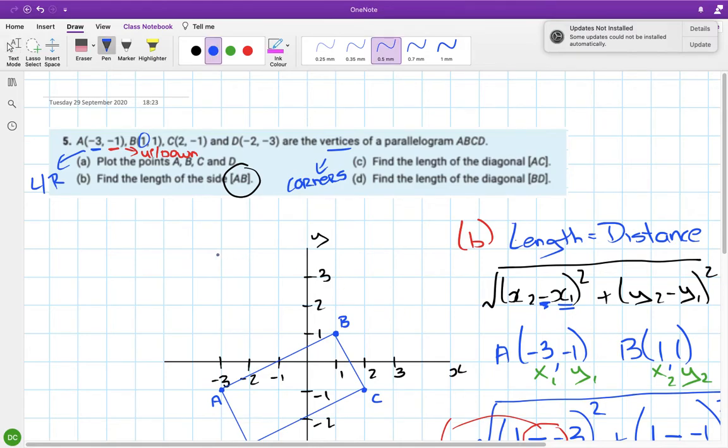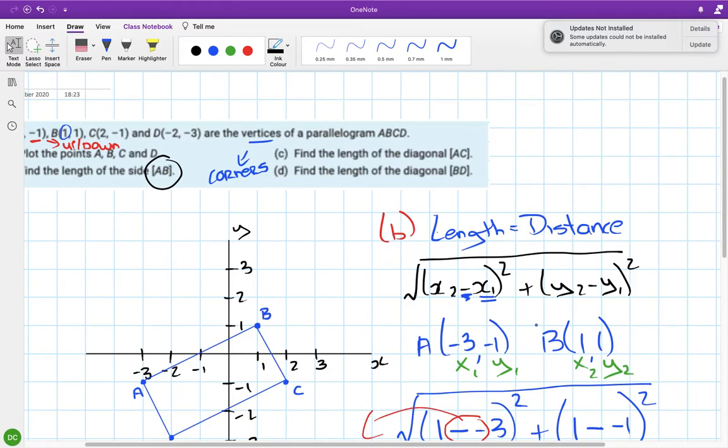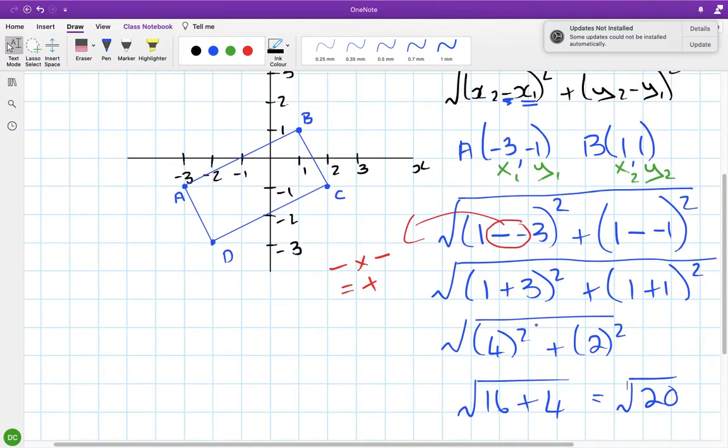Yep, it doesn't say anything about decimal places. Square root of 20 is going to give me a decimal, so I'd leave it alone. Leave it as the square root of 20. It's completely fine.